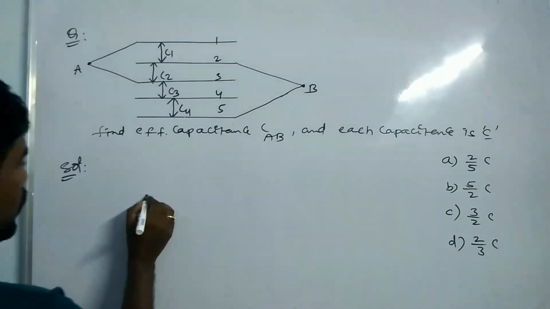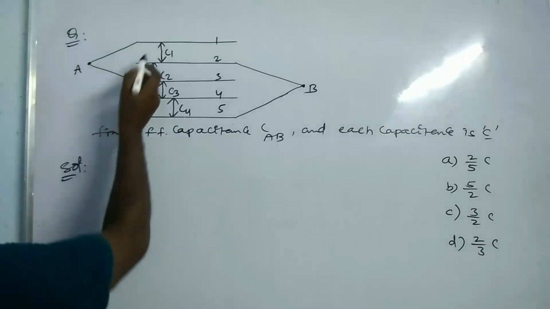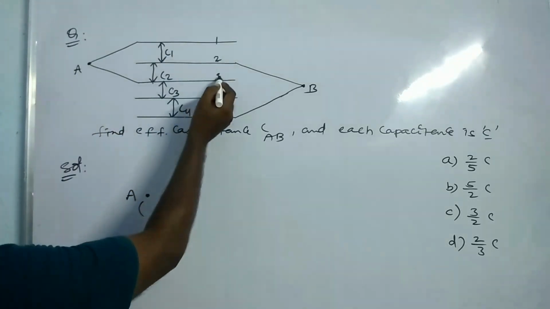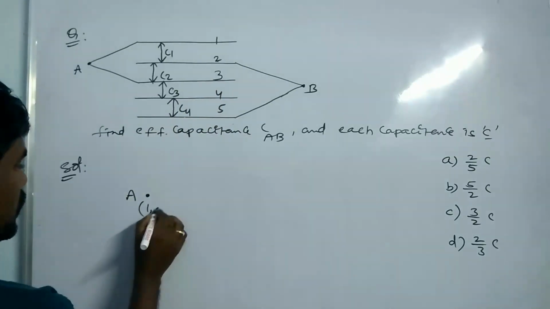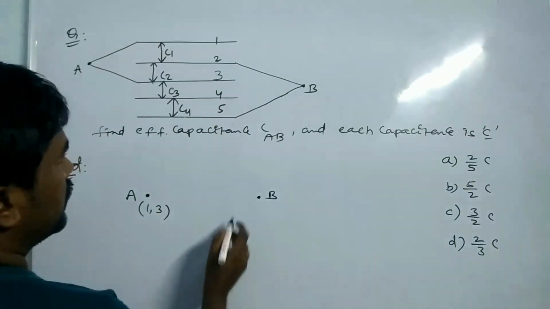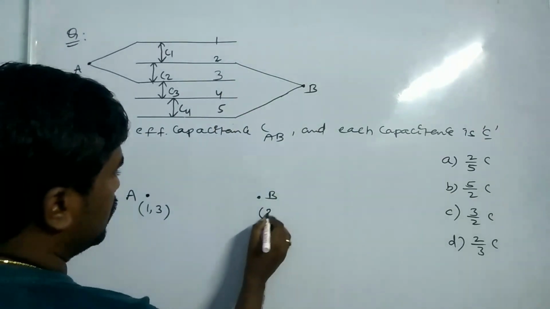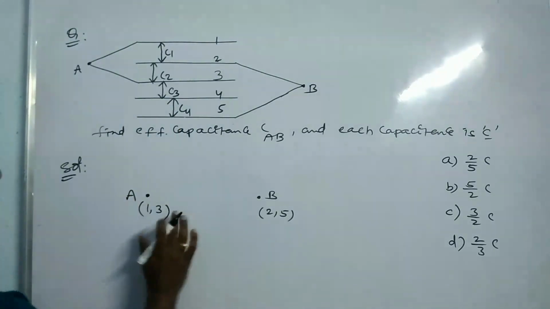At first we have to point out a point A. At point A, which plates are connected? The first plate and the third plate. At point B, which plates are connected? The second and fifth plate. Clear? And now, what are the capacitors connected between these plates?